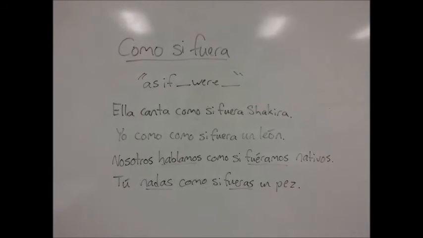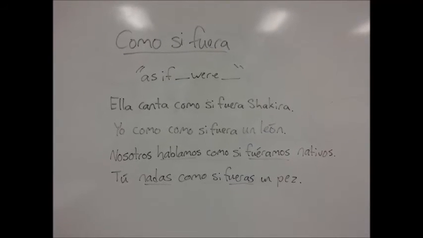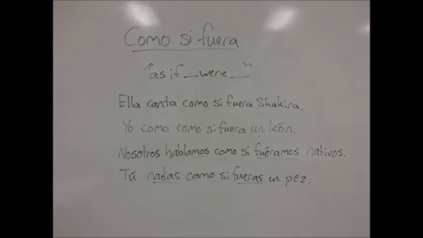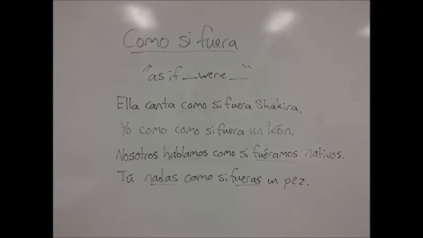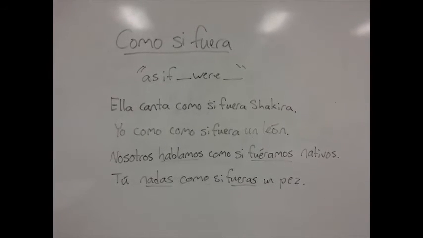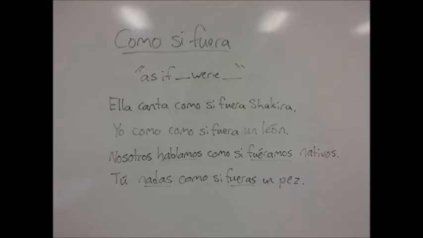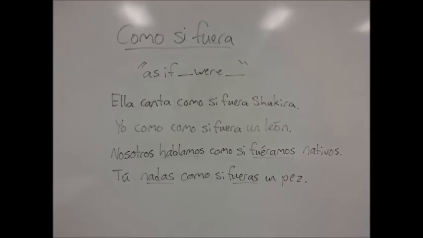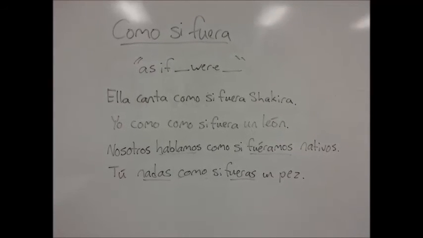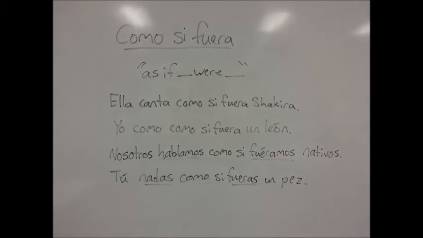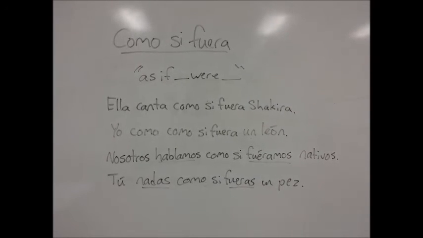But it's important to know that como si fuera doesn't always have to be fuera. If you look at the next two examples, you see that you should conjugate fuera to match the subject of the sentence. Nosotros hablamos como si fuéramos nativos means we speak as if we were native speakers. And we have hablamos, so we need fuéramos to match the nosotros form. And tú nadas como si fueras un pez means you swim as if you were a fish. And we have nadas in the tú form, so we also need fueras in the tú form.